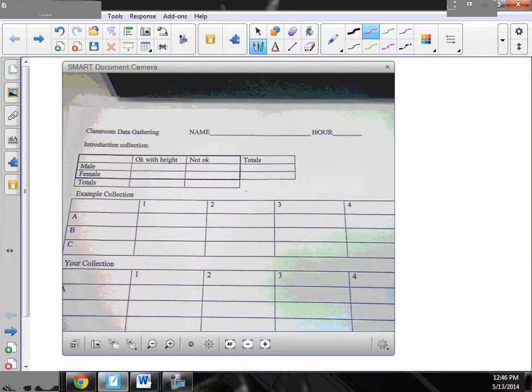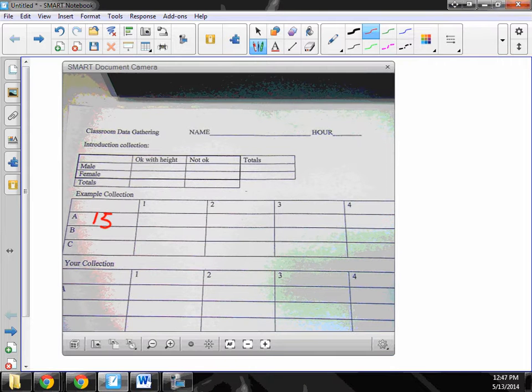So let's see. We have 15-year-olds, right? 16. Is anybody 17? Good. This will work. And then 18. And we'll ask what your favorite type of egg is. A hard fried egg, a soft fried egg, or scrambled.